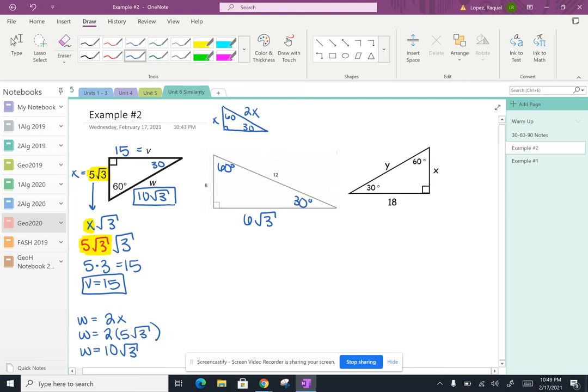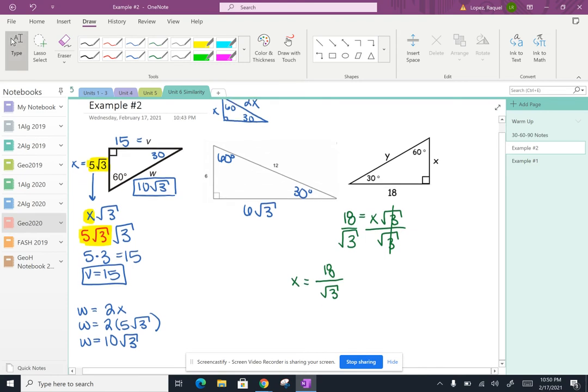All right. Now for the last one, we've got the side opposite the 60-degree angle, so that's 18. So to figure out what my x is going to be, I need to set 18 equal to x root 3. Now, in order to solve for x, I'm going to divide by root 3 on both sides. And I end up with 18 divided by root 3. And this is equivalent to my x.